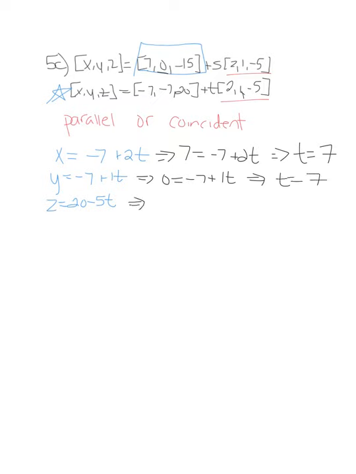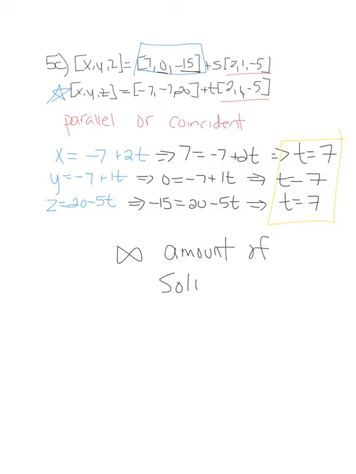And the third one, I'm plugging in this negative 15 for my z. So negative 15 is equal to 20 minus 5t, and when I solve for this, I get negative 35 divided by negative 5, which gives me a t of 7. Since all of these t's are the exact same, I know that there is an infinite amount of solutions. These two lines are the exact same line.